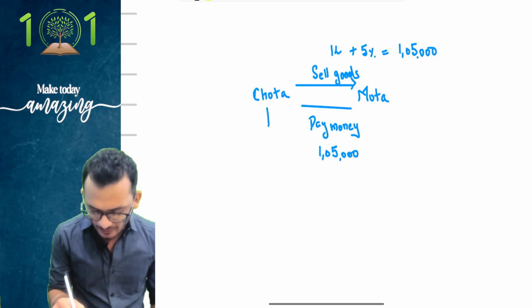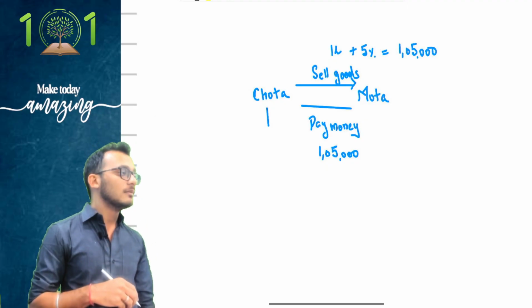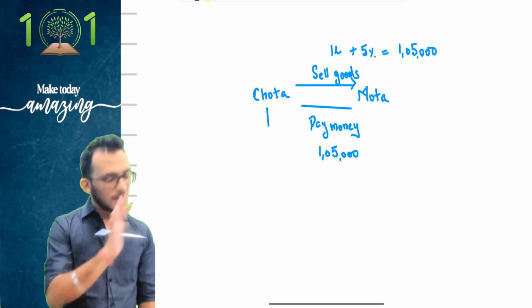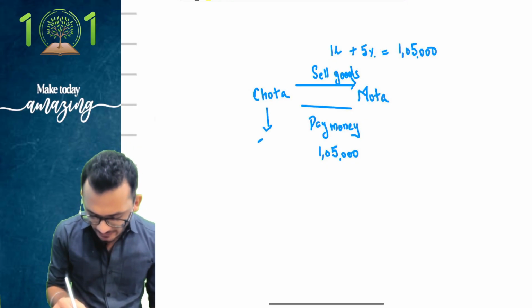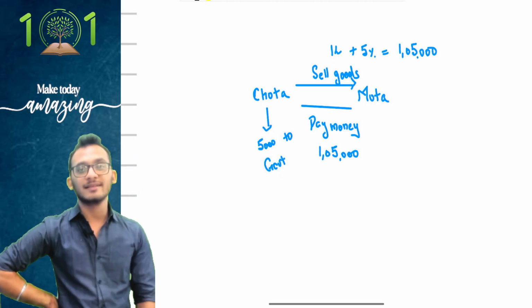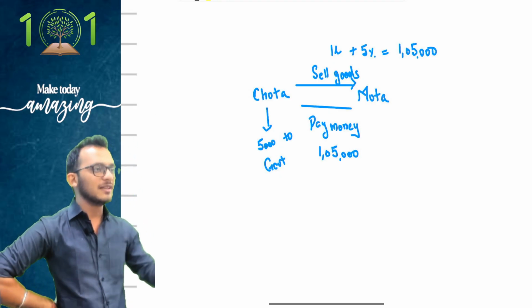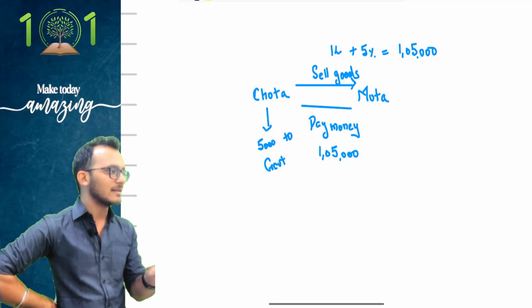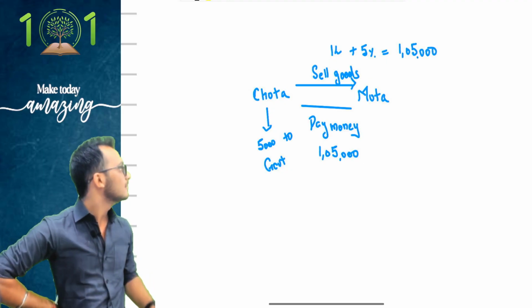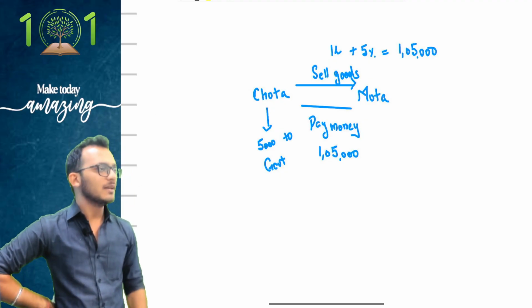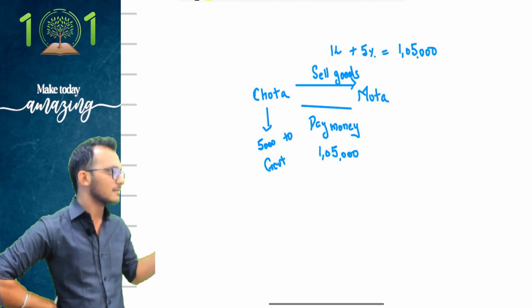Chota will take the 1 lakh 5,000 and send it to government. How much? Which means Chota will take the 1 lakh 5,000 and send 5,000 to government. This 5,000 which he sent to government is indirect tax, because apparently according to you he's shifting burden. Where Mota was supposed to pay tax, Chota is now paying the tax.